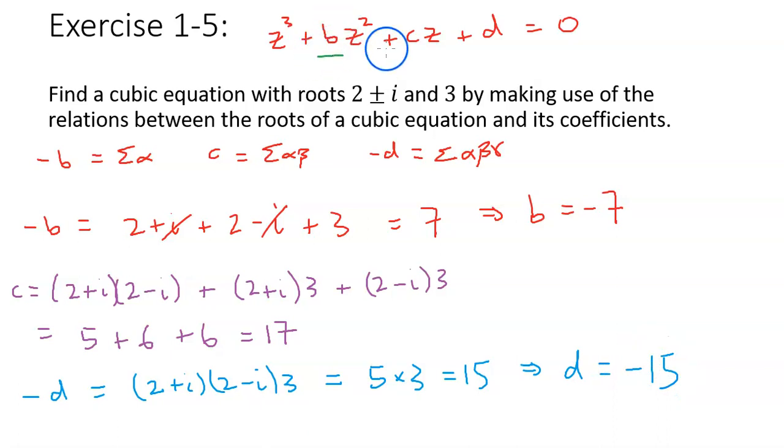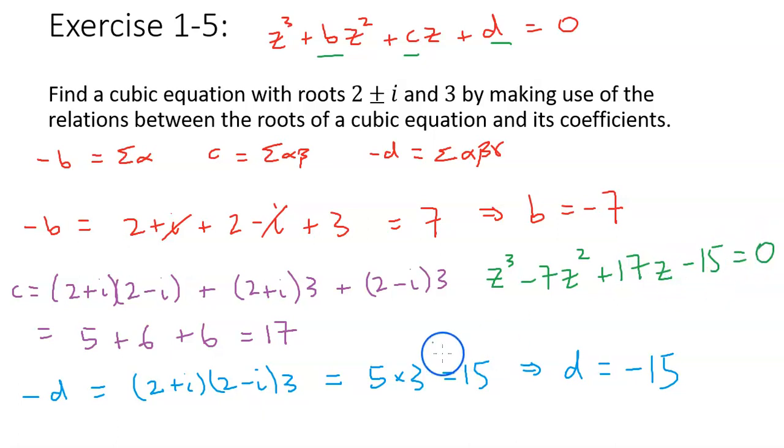And therefore, just going ahead and subbing those values in, we get that our polynomial equation with those roots is z cubed minus 7z squared, and then c was 17, so plus 17z, and then minus 15 equals 0. So that's our answer there.